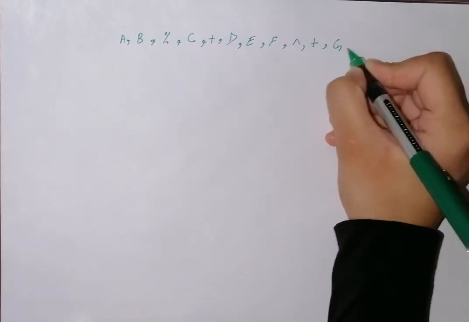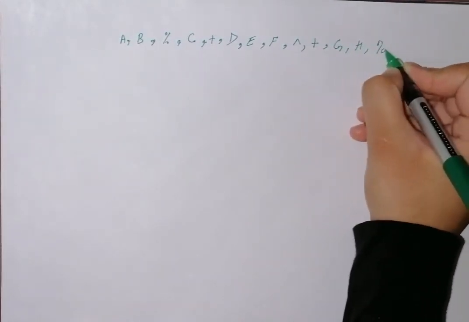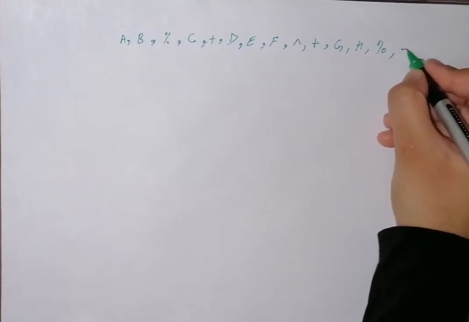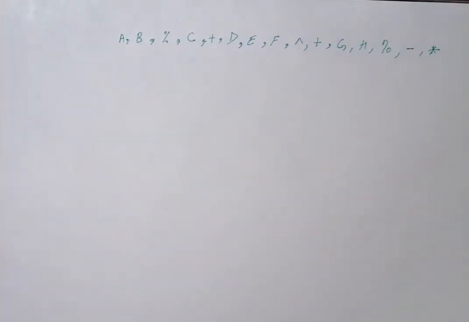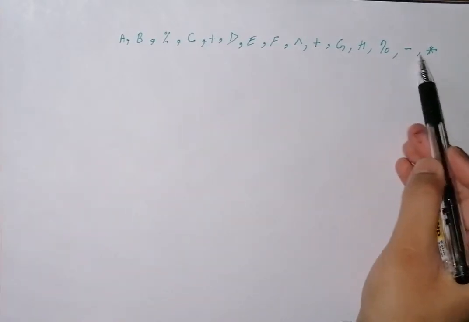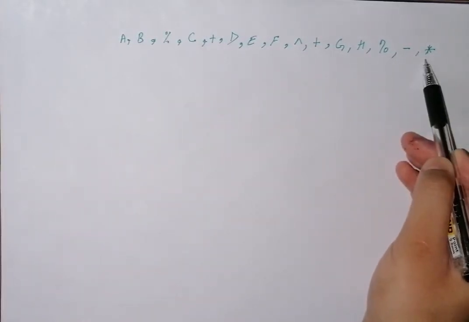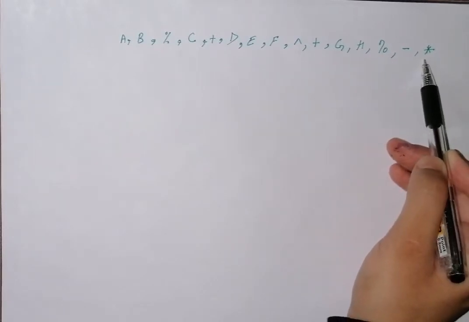So let's say this is my minus, and one more operator is needed, multiplication. Okay, this is my given expression, and now what I want to do is convert it into the expression tree. This is basically a postfix expression. As you can see, the operators are at the right side of this given expression.